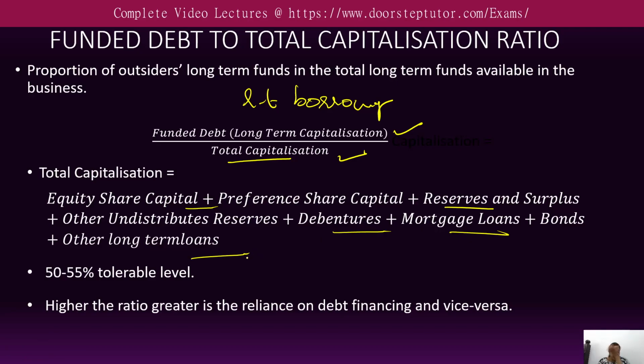About a 50 to 50 percentage ratio is tolerable. It means out of the total capitalization, a firm can have about 50 or 55 percent of the capital as funded debt or long-term borrowed funds. More than that means the firm might be using too much leverage, which, as you know, might increase the risk.